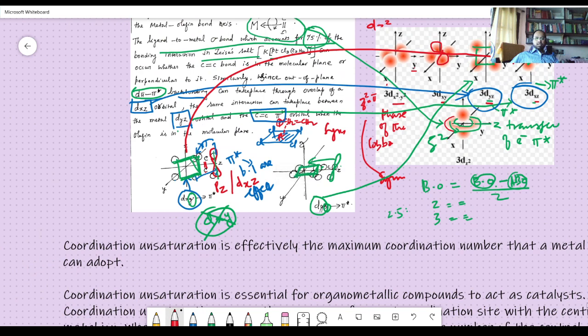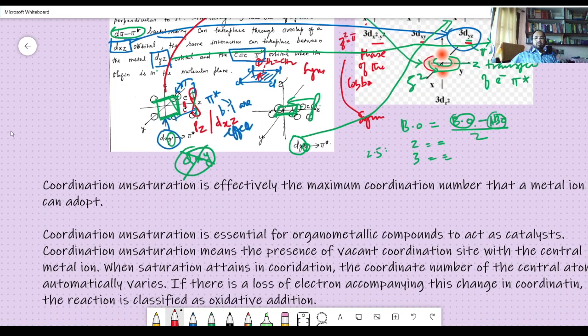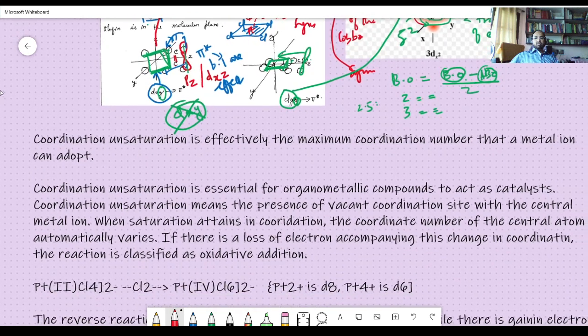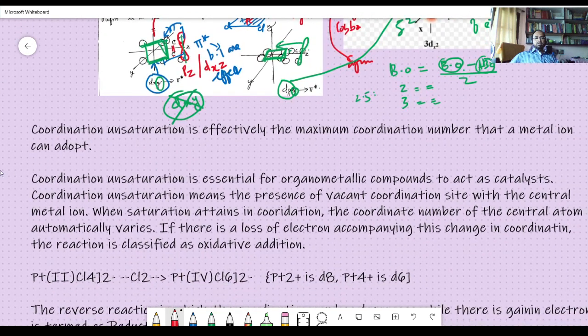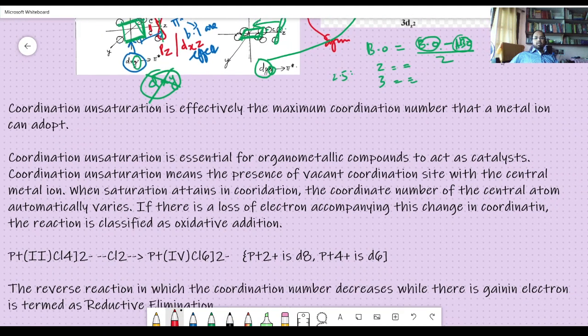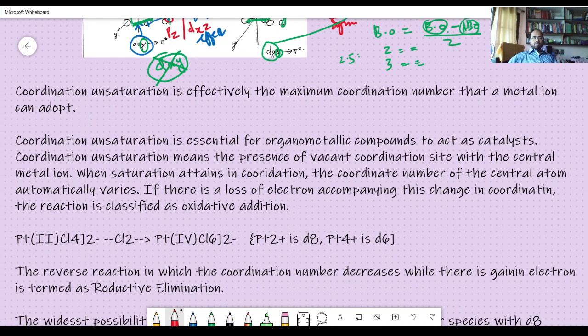In the next session, coordination saturation is a concept that tells you the maximum coordination number that a metal ion can adopt. Normally we see the coordination number as equal to 4 or equal to 6: 4 when you have a square planar complex, 6 when you have an octahedral complex.